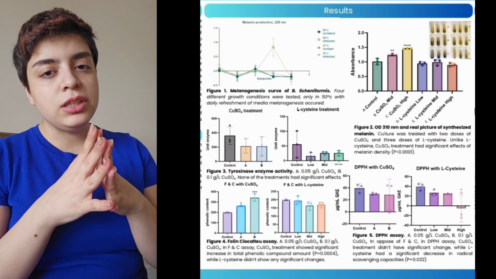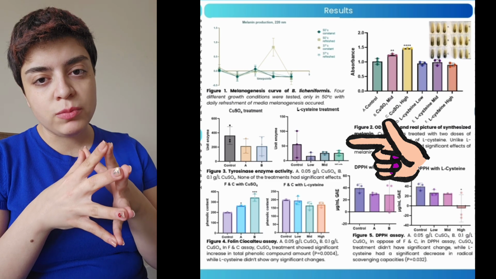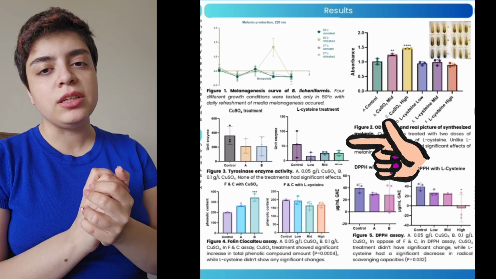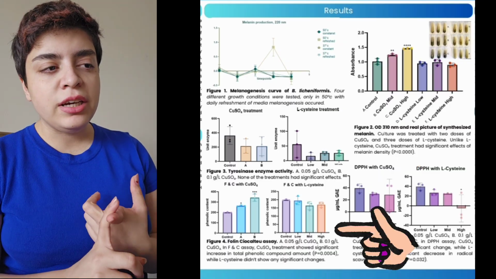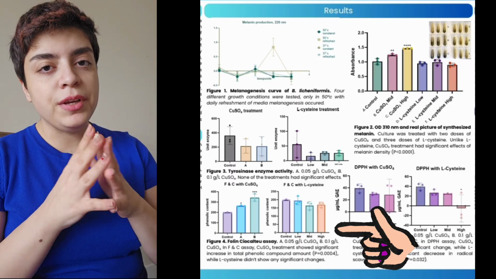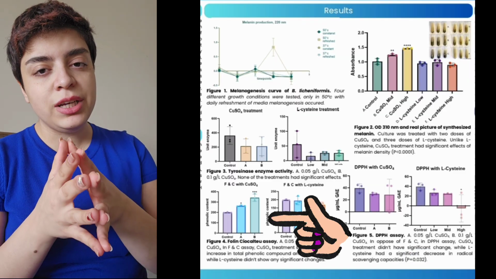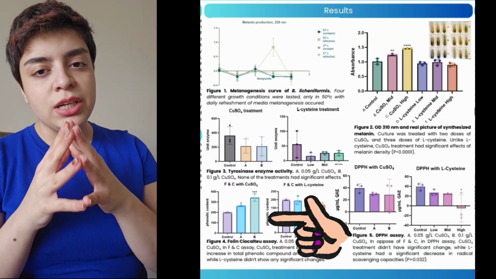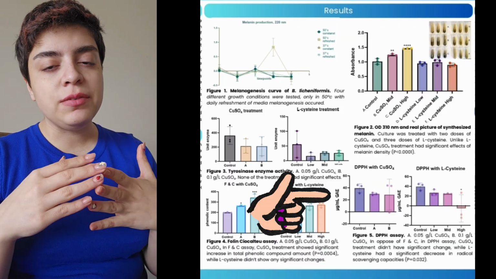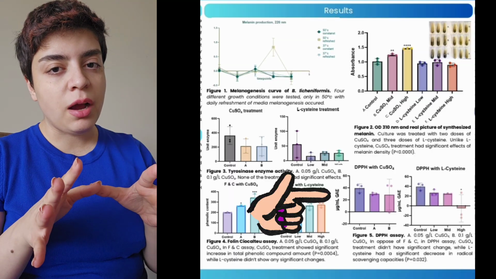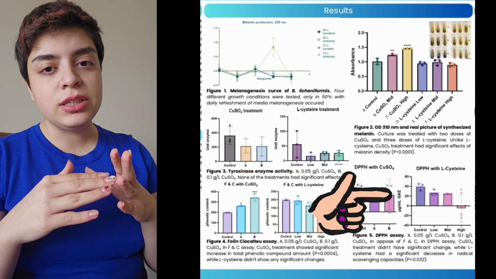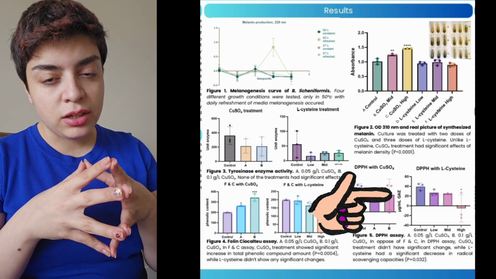On the other part, we also did the enzyme extraction, and the enzyme assay was performed on it. The chemical treatments didn't have any significant effects on the tyrosinase enzyme assay or enzyme activity. In Folin-Ciocalteu, we didn't see any significant changes in L-Cysteine treatment, but we saw a significant increase in the copper disulfate treated cultures. On the other hand, in DPPH, we didn't see a significant change in the copper disulfate treated cultures, but we saw a significant decrease in the L-Cysteine treated cultures.